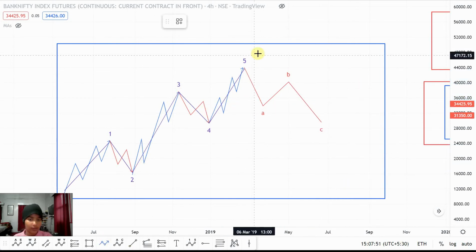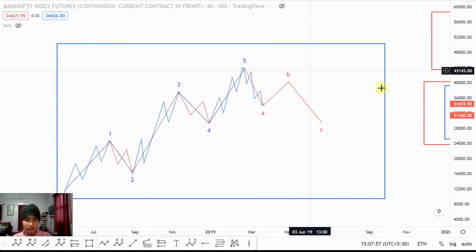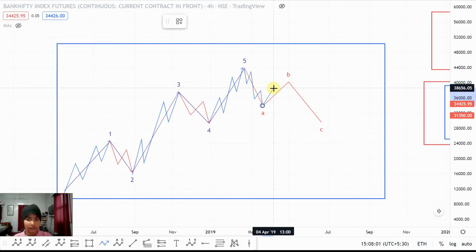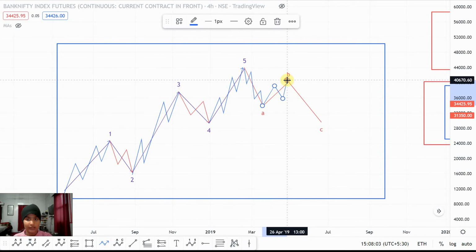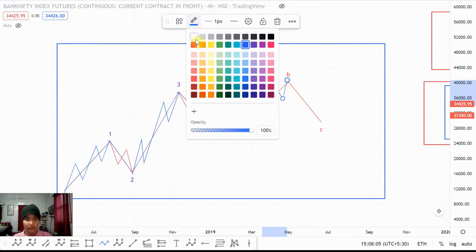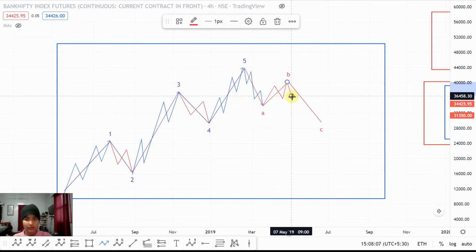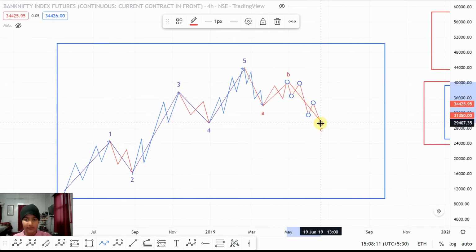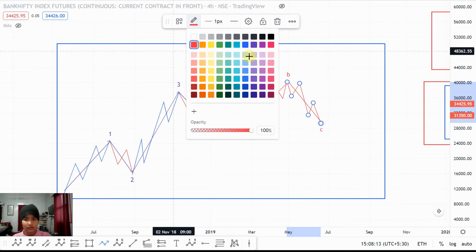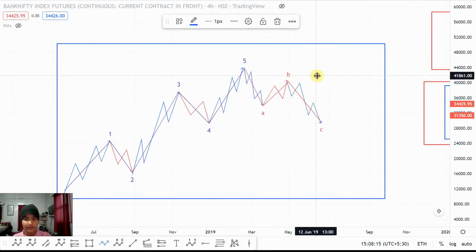So for A, we should have 5 waves like this, 3 waves correction, red, and 5 waves as this.